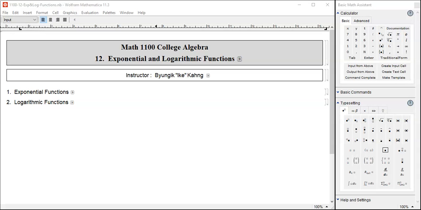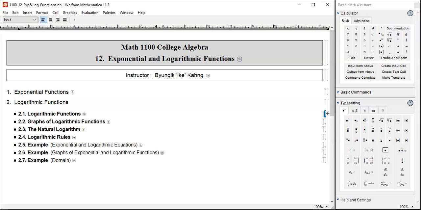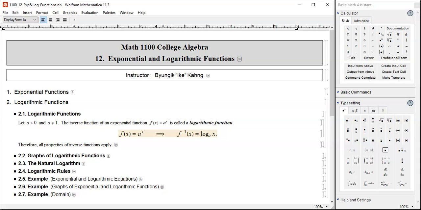Hello students, welcome back. We just completed section 1, exponential functions. Now let's go to section 2, logarithmic functions. Here's the definition. A logarithmic function of base a is defined as the inverse function of the corresponding base a to the x power. Same base a.